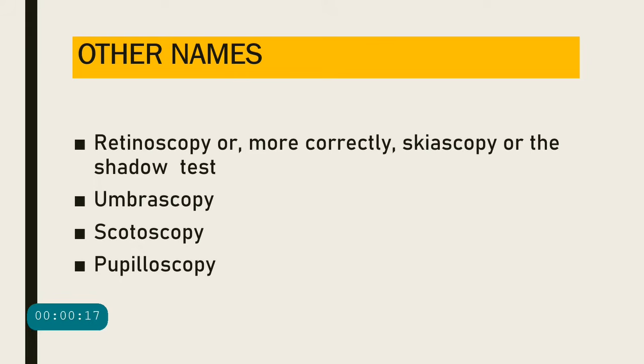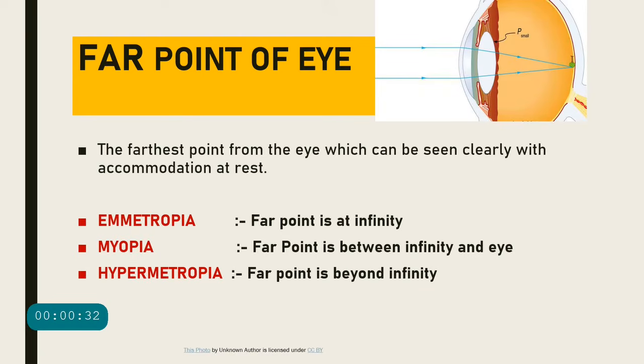Retinoscopy is an age-old technique and it is known by a lot of names. It is also called skioscopy or the shadow test. It is called umbroscopy, scotoscopy and pupilloscopy. So all these are synonyms for retinoscopy. Now before I take you into the depth of the concept of retinoscopy, it is very important to know certain sub-concepts, certain basics. So, starting with the far point of the eye.